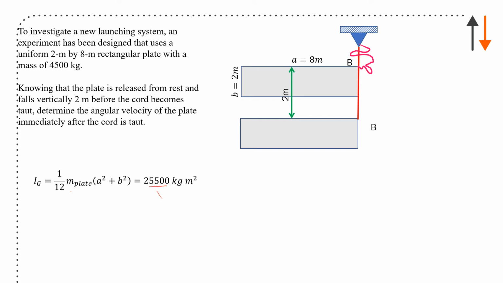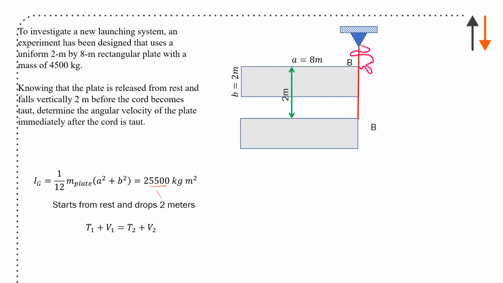And so if I continue, I can calculate my moment of inertia for the plate, and that is going to be 1/12 mass of the plate, a squared plus b squared. On an exam, we'd of course give you the moment of inertia. We'd say 1/12 mass of plate, a squared plus b squared, or we'd give you a number, say the mass of the plate is 4,500 kilograms, and here's a radius of gyration that just happens to equal 25,500 kilogram meters squared.